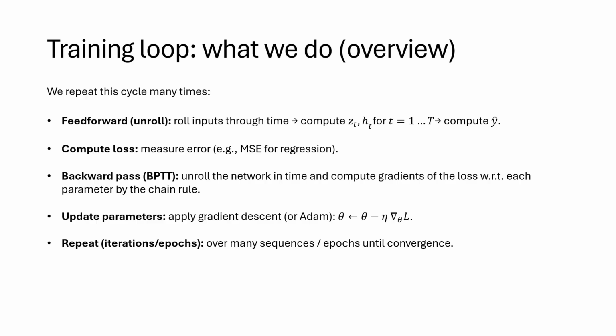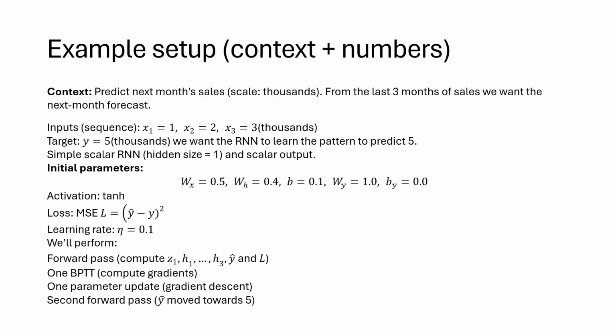After looking at what we were going to be doing, we're going to do the feed forward step, where we're going to roll the inputs through time, then compute the loss, then perform the backpropagation through time, update the parameters, and repeat. So let's set up the example.